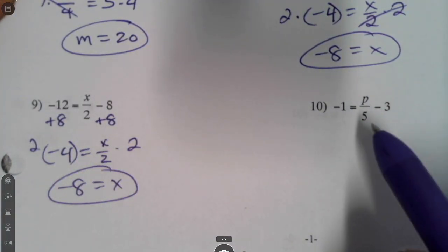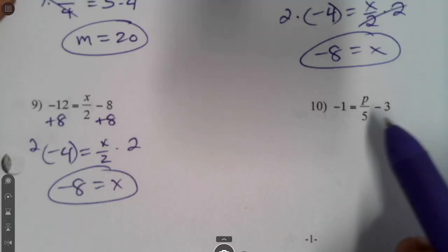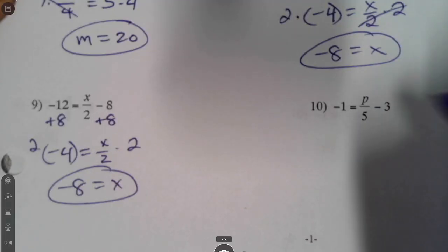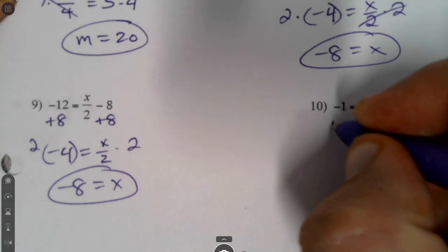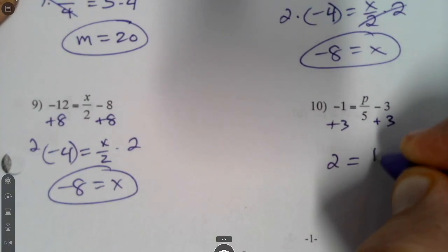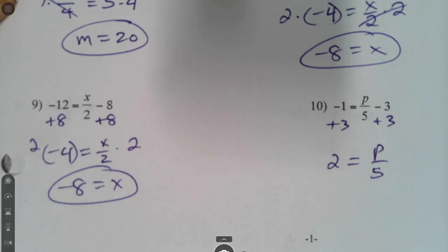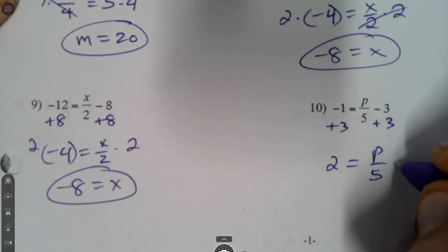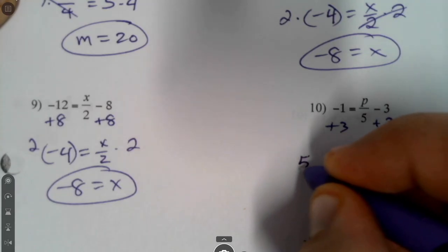So again, we recognize the pattern. The pattern is we have a fraction, but it's just one term that's a fraction. When just one term is a fraction, we get rid of the constant first. Then we get rid of the denominator. To get rid of the denominator, we multiply both sides by the denominator.